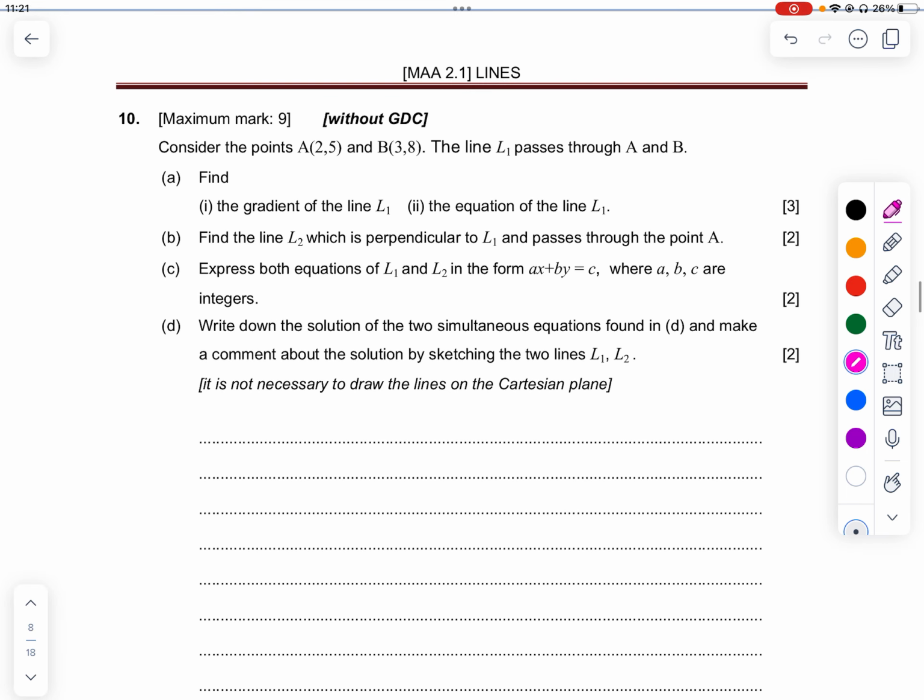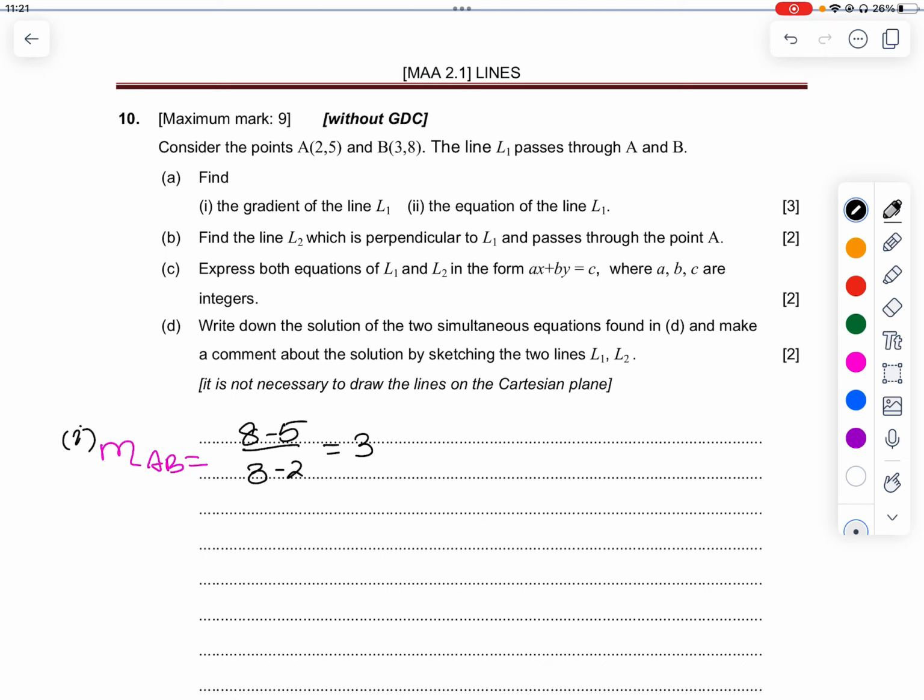Question number 10. Consider the points A(2, 5) and B(3, 8). The line L1 passes through A and B. Find the gradient of L1. So gradient of AB is (y2 minus y1) by (x2 minus x1), (8 minus 5) by (3 minus 2), which is 3. Then, the equation of the line L1.